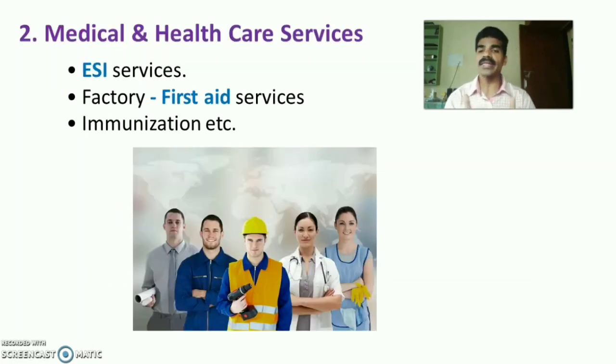Second is medical and healthcare services. By providing needed medical and healthcare services to the employee, we can prevent the occupational diseases, such as ESI services, employee state insurance services to the employee, then factory first aid services to the employees in the working settings, then immunization that is needed according to the exposure or according to the number of diseases occurring in the factory or industry. So medical and healthcare services include ESI services, first aid services and immunization to the employees or workers.